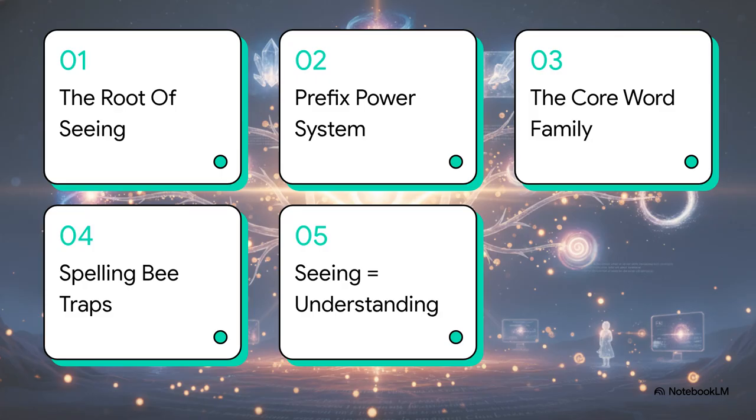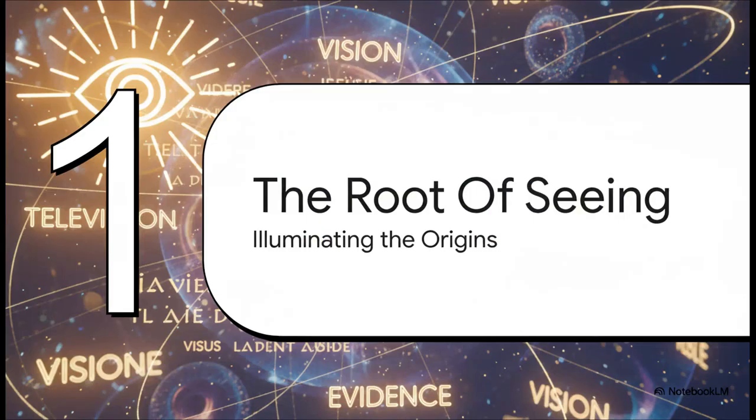Here is our agenda for this explainer. First, the root of seeing. Second, the prefix power system. Third, the core word family. Fourth, tricky spelling bee traps. And finally, seeing means understanding. Section 1. The root of seeing.